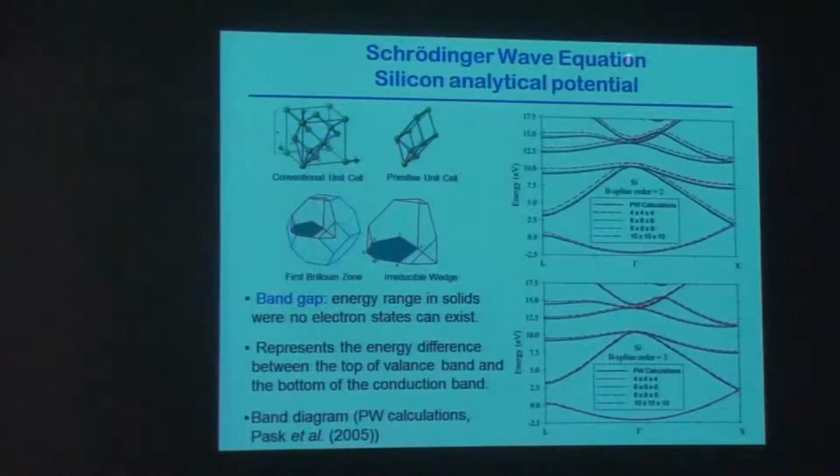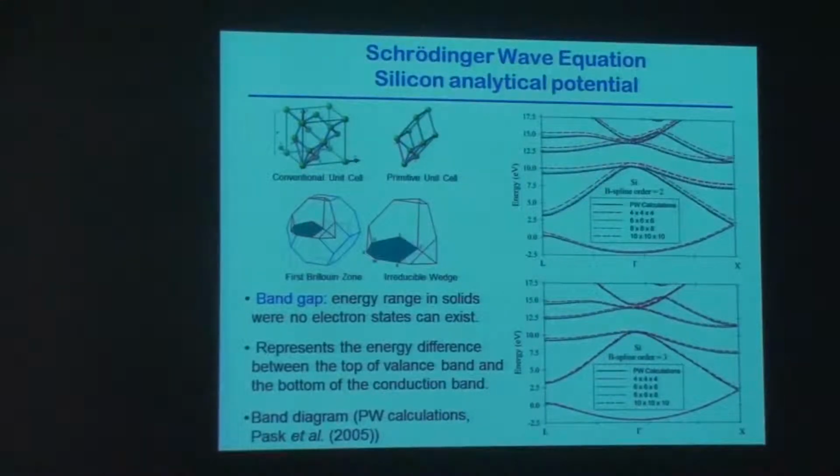The next one is the Schrödinger wave equation, silicon analytical potential. This figure here shows the conventional unit cell. This is the primitive unit cell. This is the first Brillouin zone, and this is the irreducible wedge, and we do integration in this irreducible wedge. I'm going to show you the band gap. Band gap is just the energy range in solids where no electron states can exist. These represent the energy difference between the top of the valence band and the bottom of the conduction band.